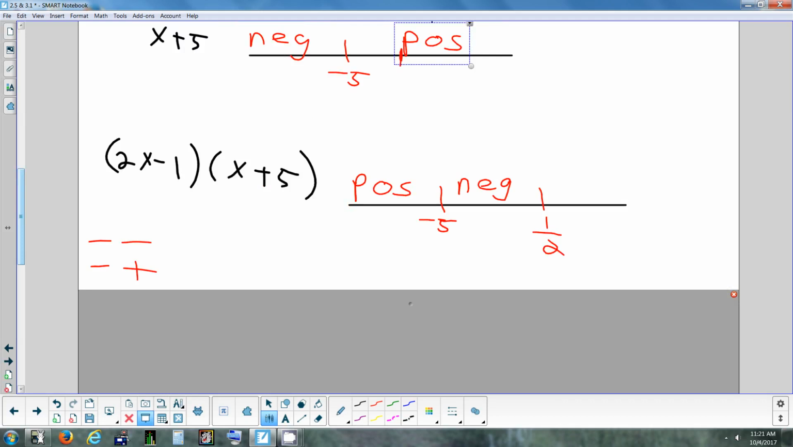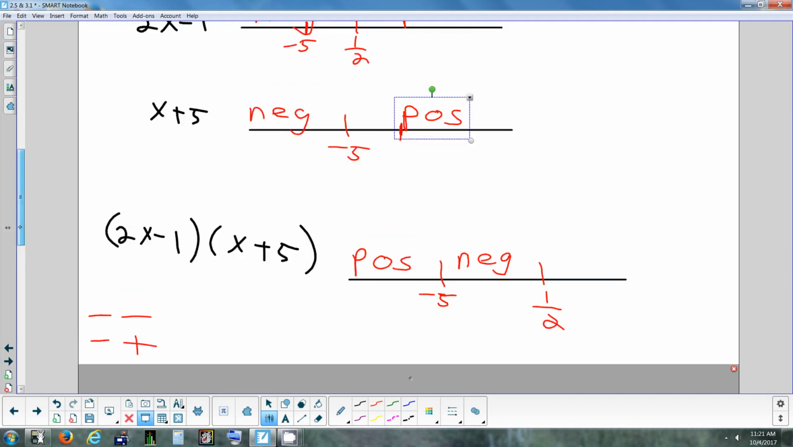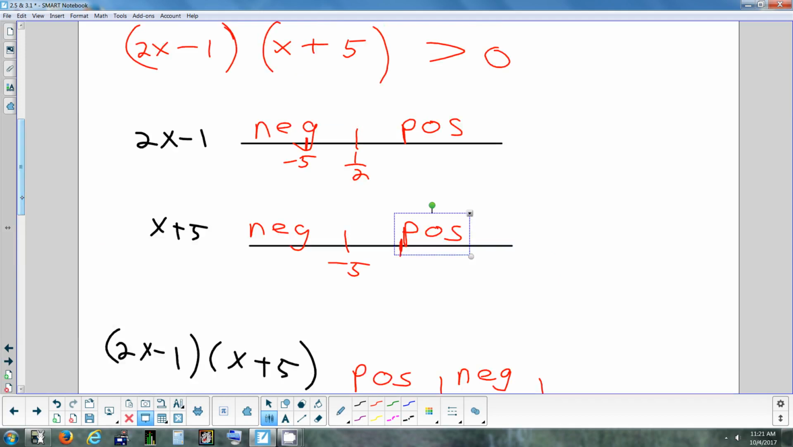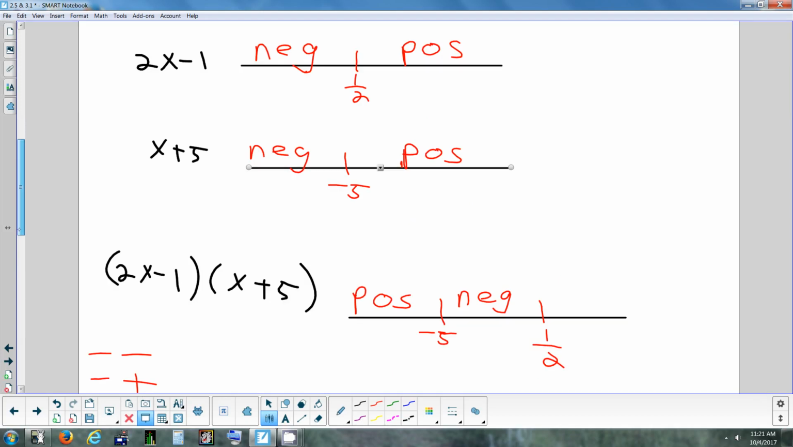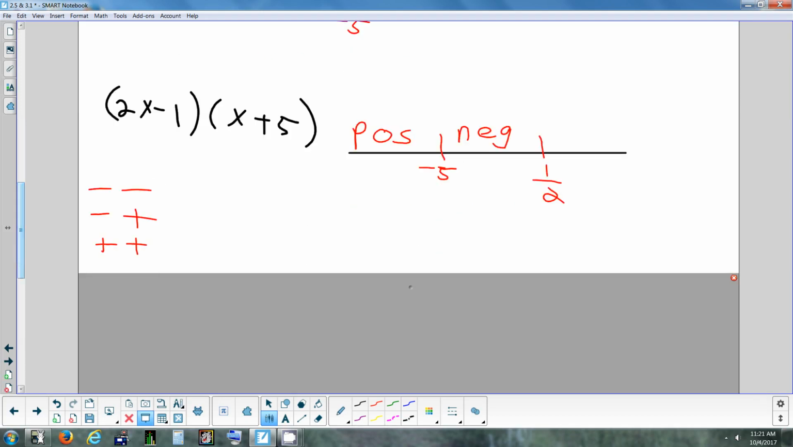Okay, let's do it again. Now we're going to look at bigger than 1/2. I'm just going to erase what we had before because we don't really need that anymore. In the first one, if you are bigger than 1/2, what kind of number? Positive. And then in the second one, bigger than 1/2, another positive. And what's a positive times a positive? Positive.